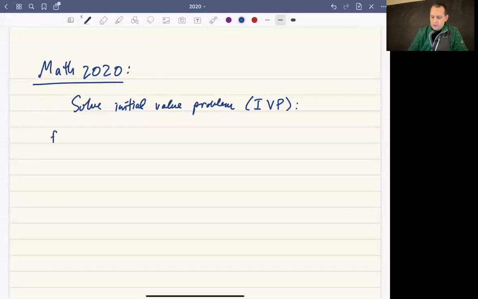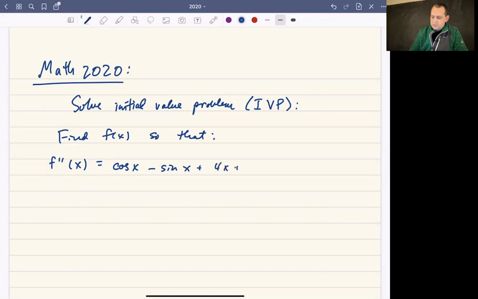And that's where I'm going to give you, let's say, the second derivative. So let's find the function satisfying, let me write this a little bit better. Find f so that the second derivative is equal to cosine of x minus sine of x plus 4x plus 7, and where let's say f of 0 is 0 and f prime of 0 is 3. Okay, so I want to find the one and only one function satisfying those two conditions.